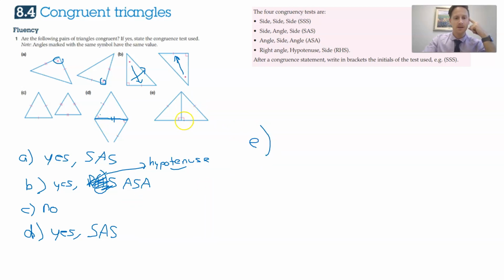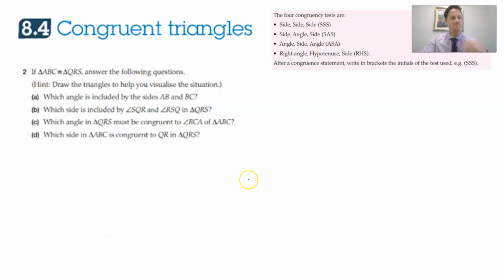And for E, let's see what we've got here. Now, I think this might be RHS. So we've got a shared side. We've got a side that's the same here. And we've got a right angle. Now, that's going to be an RHS proof because the opposite side of the right angle, which is called the hypotenuse, is a shared side. They're equal to each other. So that's going to be a yes, and my proof is going to be RHS. Awesome. All right, let's move on.